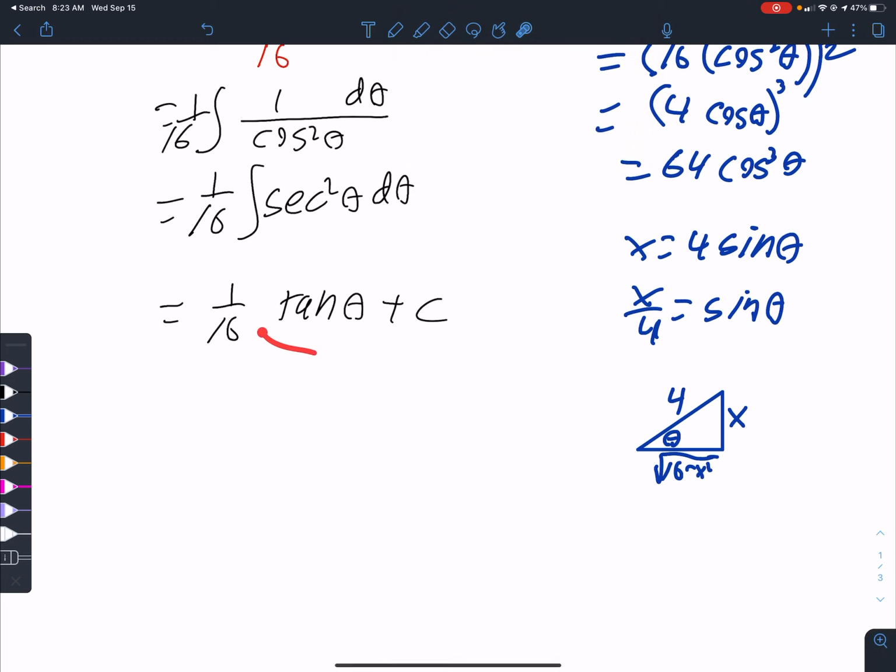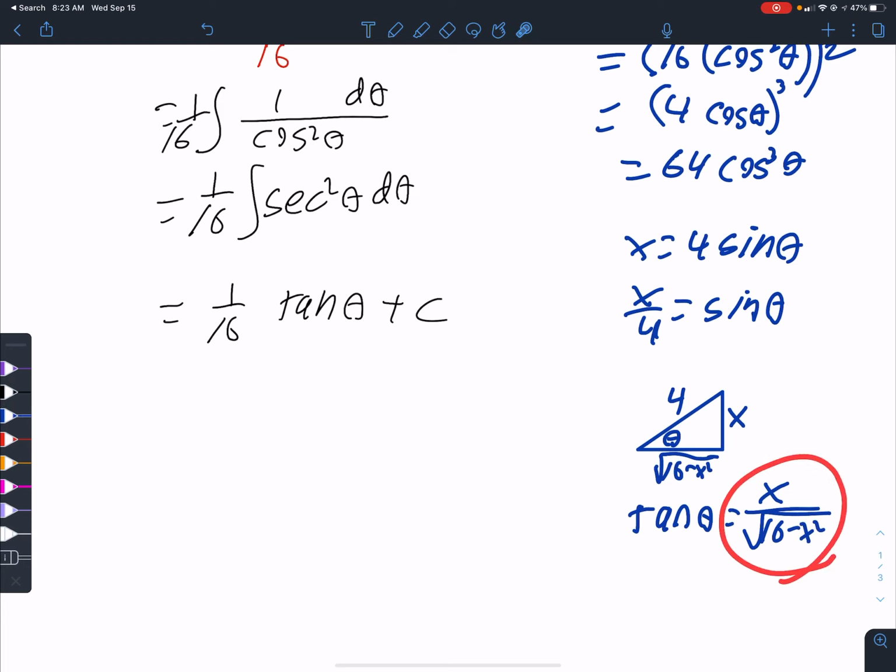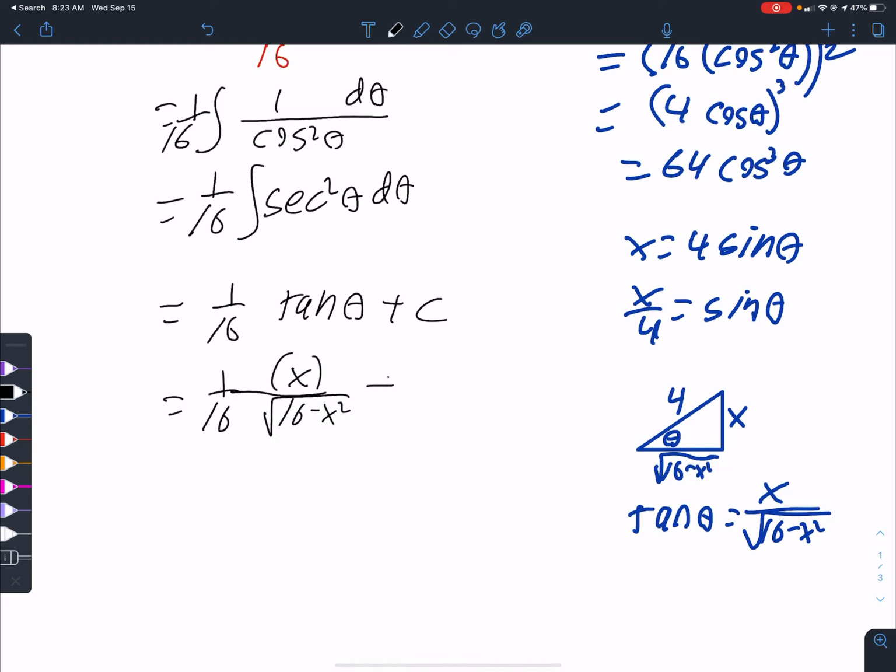And here's the deal. We want tan theta. If I gave you this triangle and asked you for the tan of theta, you would say opposite over adjacent, and you would do this. So therefore, we replace tan theta with that. And so we get 1/16 times x on top, over the square root of 16 minus x squared, plus c.